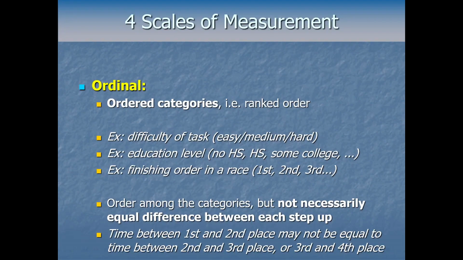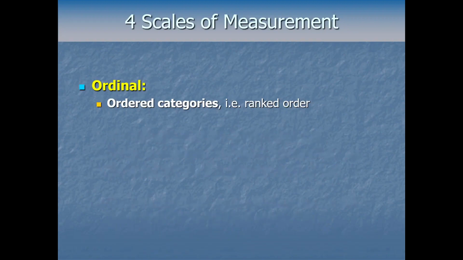Or likewise in a race, if I'm recording what place someone finished in, I'm writing it down as first place, second place, eighth place, fourth place, whatever, that has an inherent ordering. First place definitely crossed the line before third did, but the time difference between first place and second place may not be equal to the time difference between second and third, or between third and fourth. Like, maybe first place and second place were neck and neck, but then third place and fourth place were minutes apart.